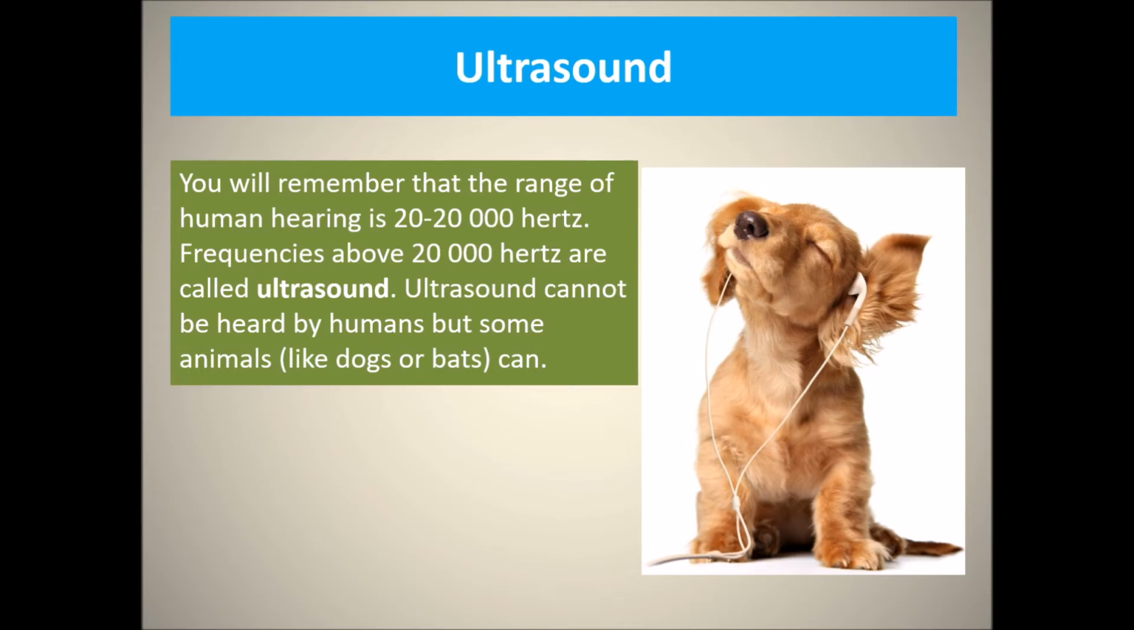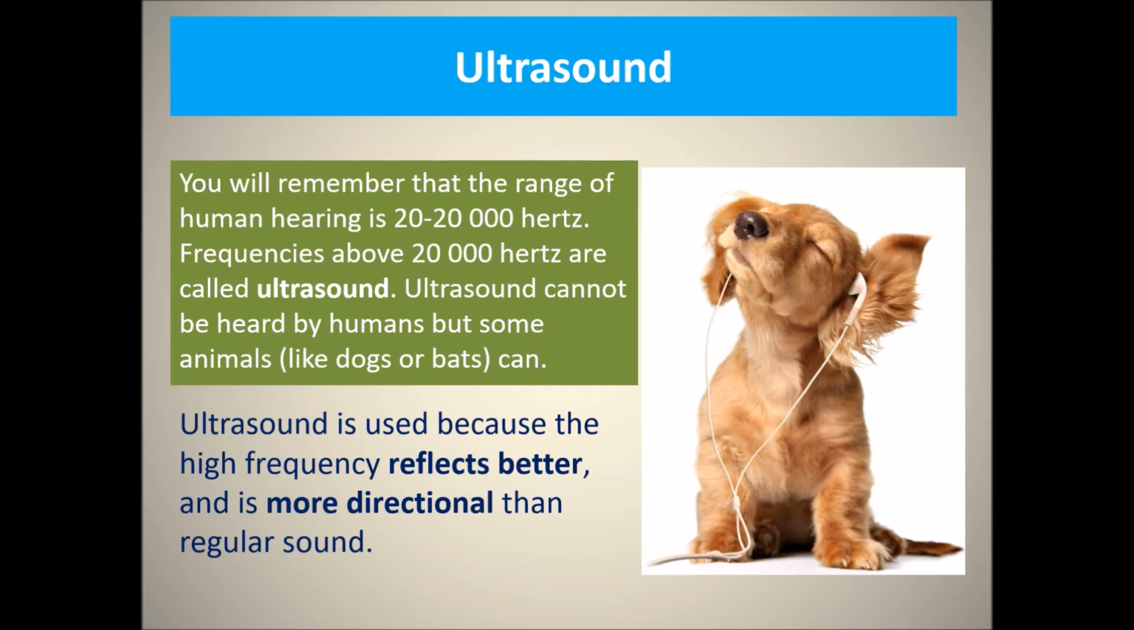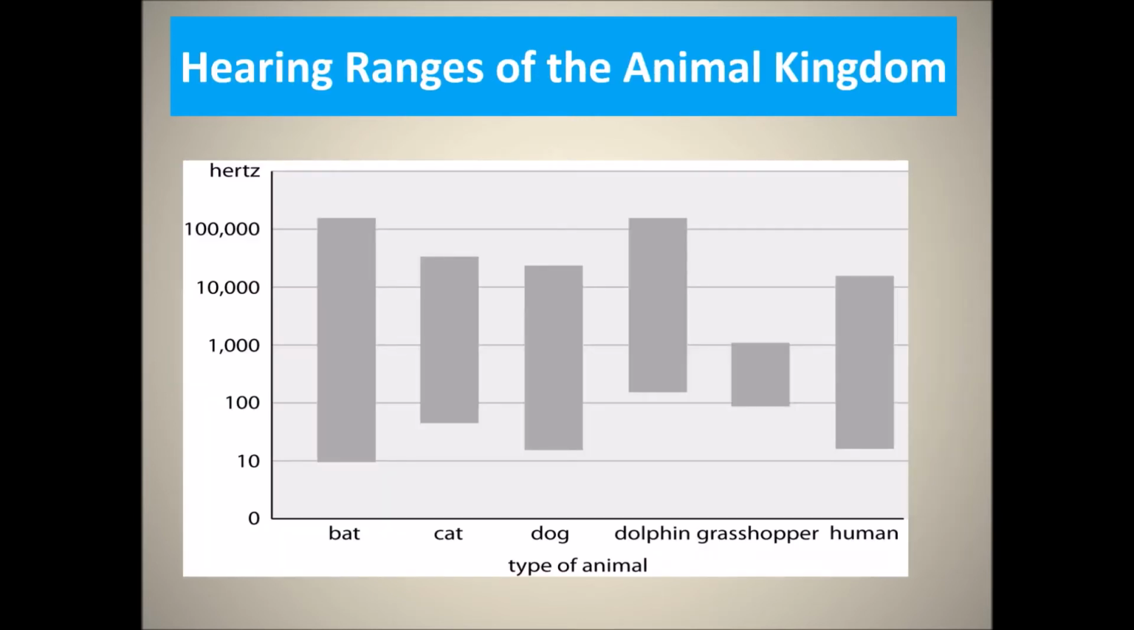As you've learned before, the range of human hearing for young people is 20 to 20,000 hertz. So frequencies above that 20,000 hertz are called ultrasound because they're higher frequencies than we can hear, but they can be heard by some animals like dogs or bats. We use ultrasound instead of audible sound because it reflects better off an object and it's more directional than regular sound, so it's just more accurate.